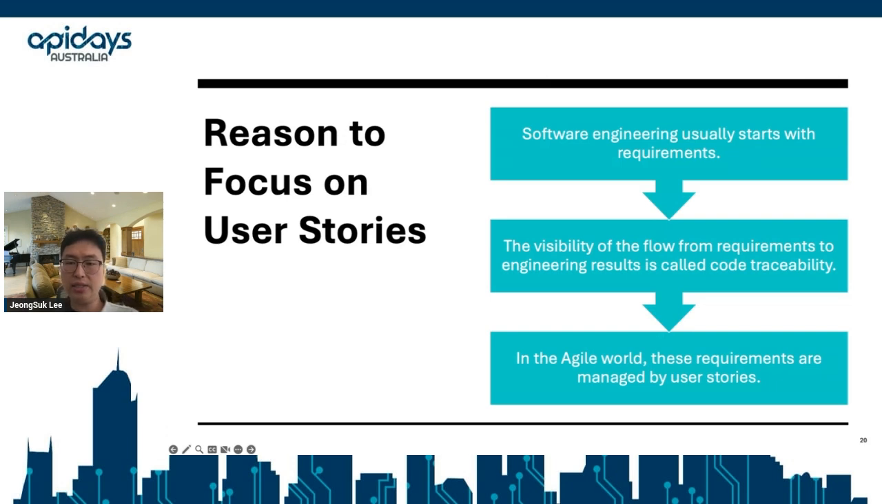Requirement engineering in the agile world starts from user stories, so I'd like to talk about the reason to focus on user stories. Software engineering starts from requirements from stakeholders, and they always want to track how their requirements are going. The visibility of the flow from requirements to engineering result is called traceability, and it is managed by user stories in the Agile world.